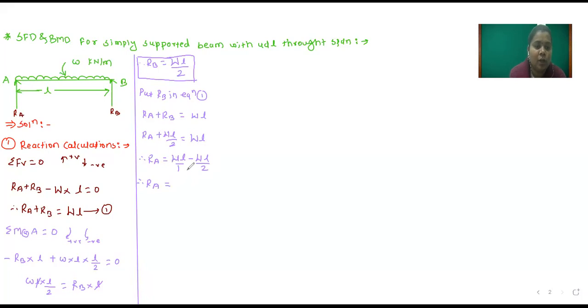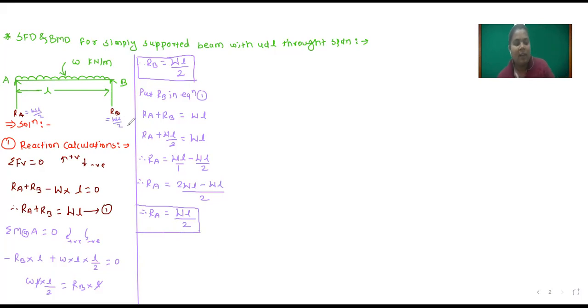Here the denominator is 1 and here 2, so first we have to make the same denominator. So 2WL, we take cross multiplication, 2WL minus WL divided by 2. Therefore RA is equal to 2 minus 1, so 1WL divided by 2. So RA is equal to WL by 2. So these are the values of RA and RB. RA is WL by 2 and RB is also WL by 2.